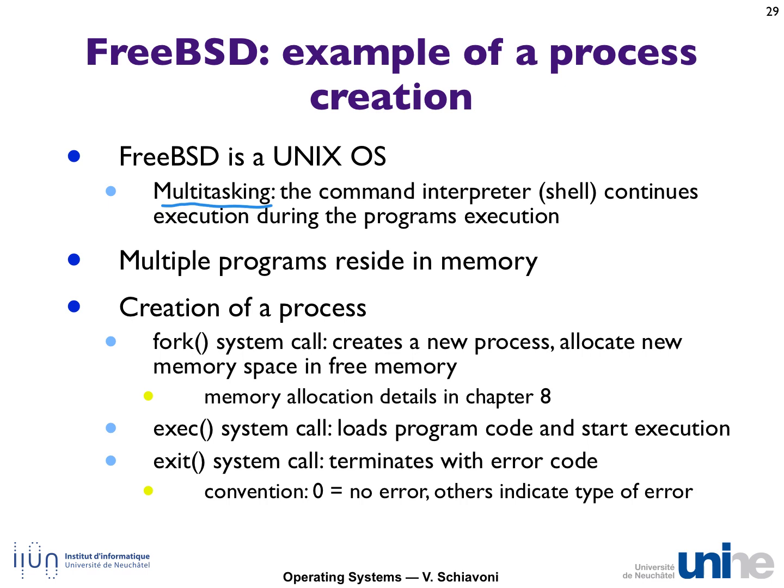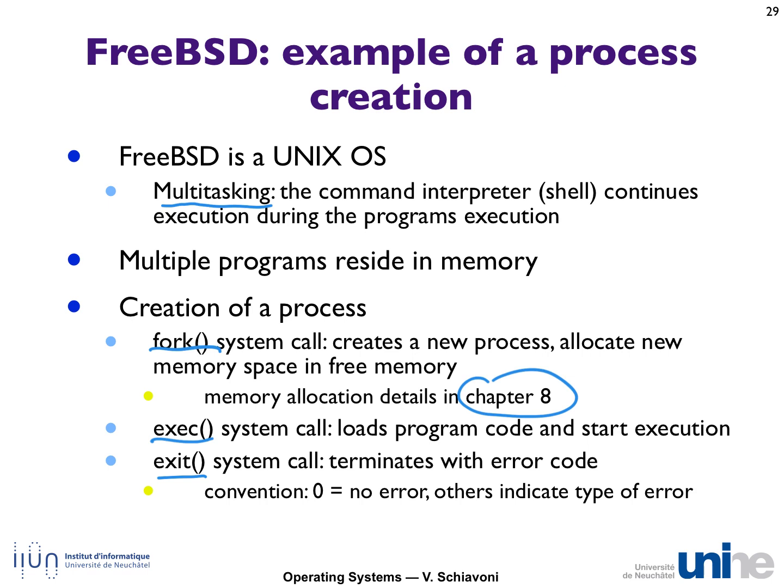And then the creation of a process follows a specific sequence of system calls. There is a fork, there can also be an exec, and an exit. For the fork system call, a new process allocates new memory space in free memory. How this memory allocation operates is the topic of chapter 8 in a few weeks.